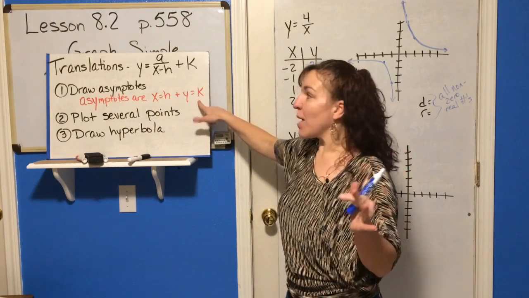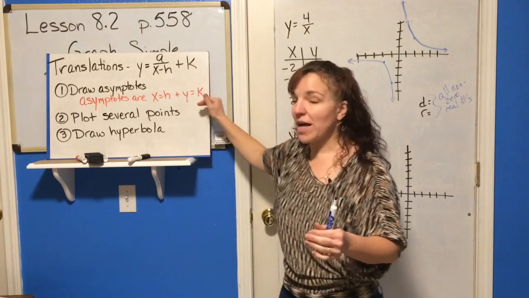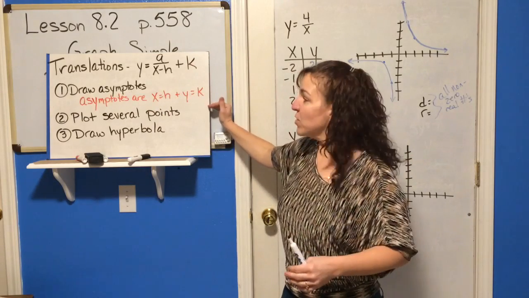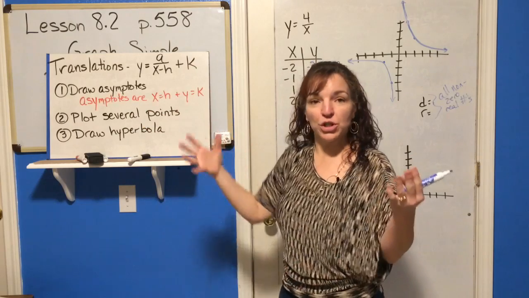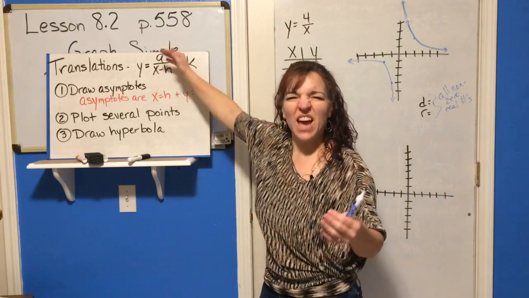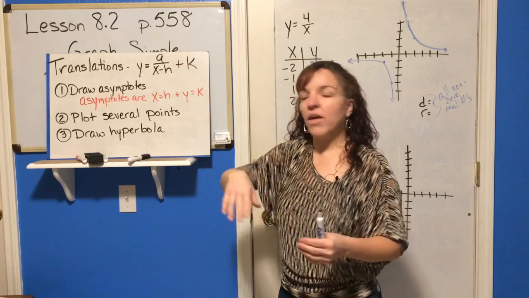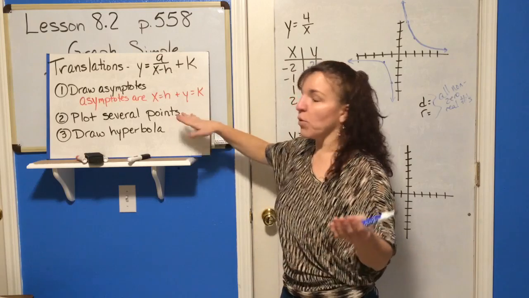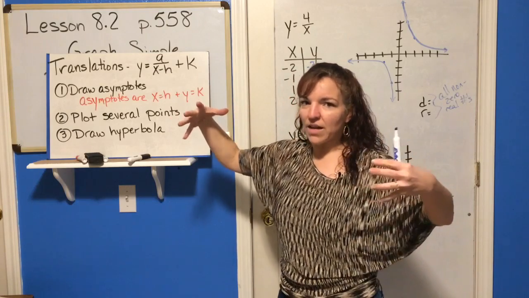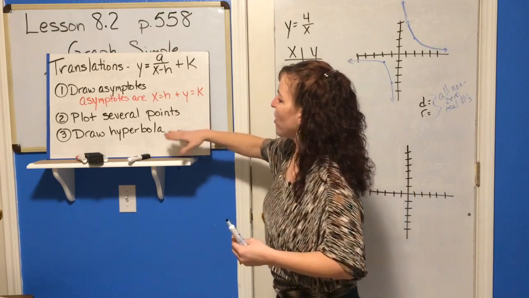So the first step when you're graphing this type is just to draw in your asymptotes. Once you've got those asymptotes, then you're going to plot several points. You're going to do the same type of thing, pick points. And pick points wisely because you're going to have a fraction here. So pick points that make your fraction easy to work with. And so plot several points so that you can see generally where it is going to lie, and then draw the hyperbola.